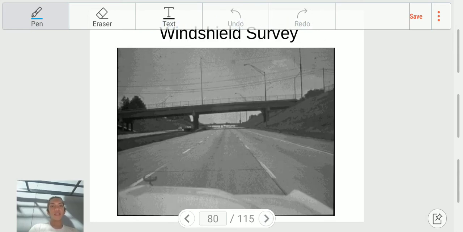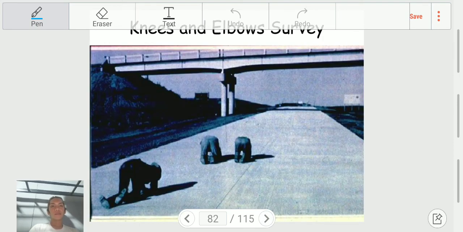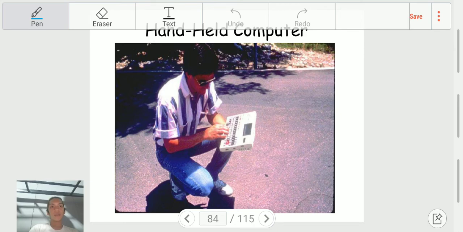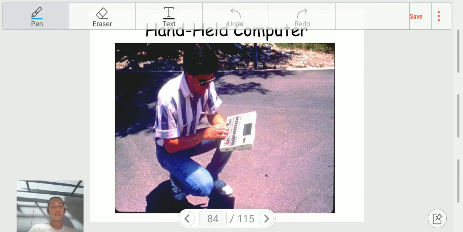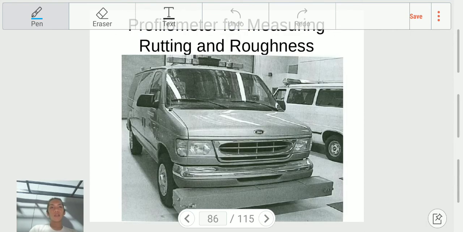Windshield, yeah. This is the example of a windshield survey. Walking survey. Knees and elbow surveys. Data form. Handheld computer. Ito na yung gamit nila before, kasi wala pa tayong mga enough na technology. Automated surveys, we have more consistent, increased safety, no traffic disturbance, predictable productivity, objective output, increased sample size, cost savings in the long term.